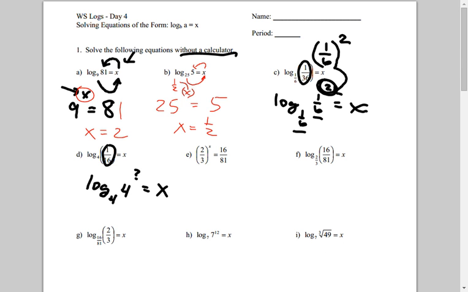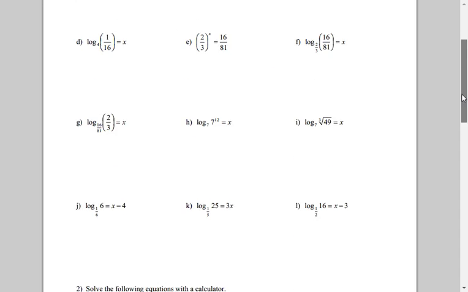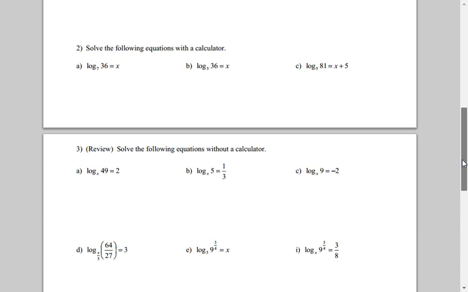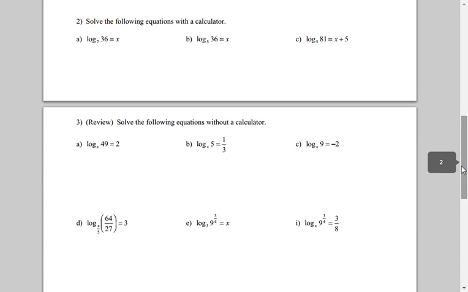Let's move on to the bottom part of the worksheet. I need to clear the ink off of here. And on this kind, these are not going to work out nicely. It says with a calculator. So starting in this part, you can just use the calculator. So don't rewrite it, because 7 to the x equals 36 doesn't help you. Well, you can rewrite it and then look at it and realize, I don't know, some strange decimal is the answer.